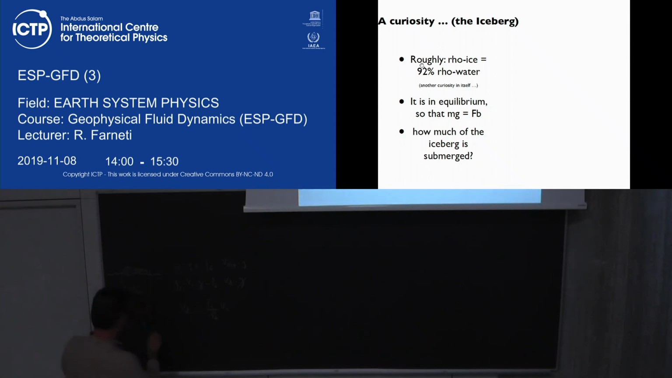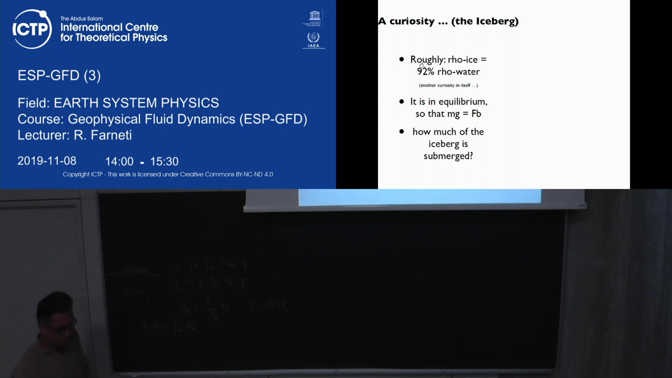Density of the iceberg times volume of the iceberg is density of water times volume displaced. Okay, and we know the ratio between the density of the iceberg and the density of seawater, which is roughly 92%. So the density of the iceberg is roughly 92% of the density of seawater.